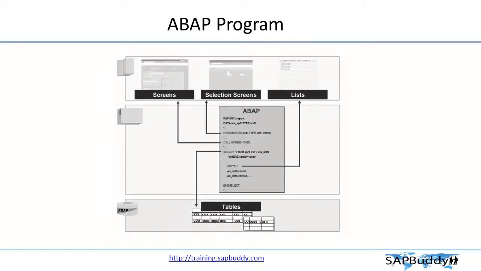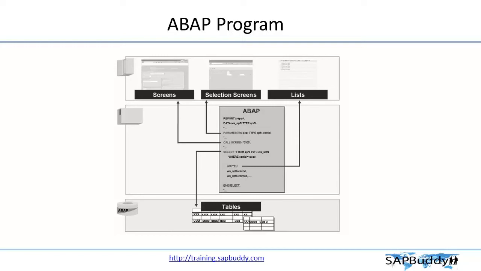Now let's have a look at the ABAP program. What do you mean by an ABAP program? What role does it have? Basically, this ABAP program, we also created an ABAP program in SE38. If you see, what we did is we wrote something. We created a report. It's kind of a list. Yeah, that's what we did. We wrote something. So the ABAP program contains screens, selection screens, and lists.